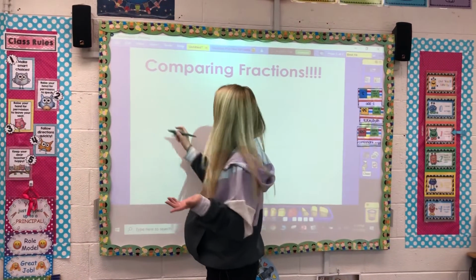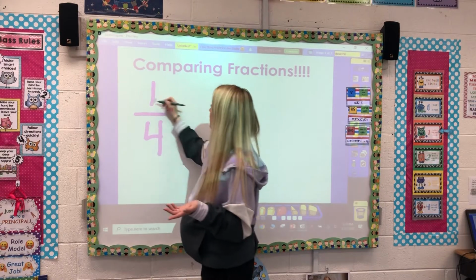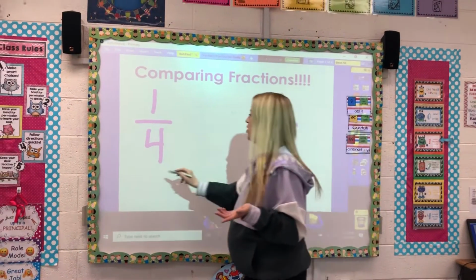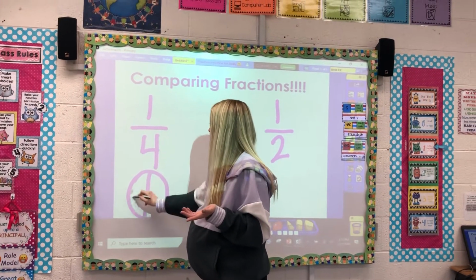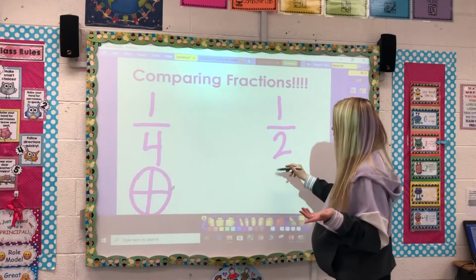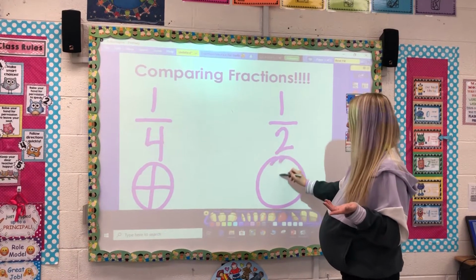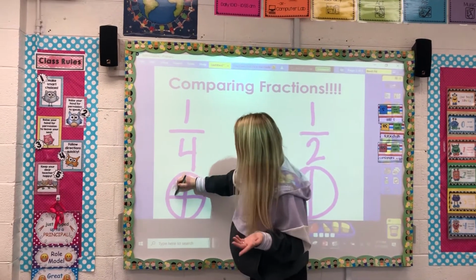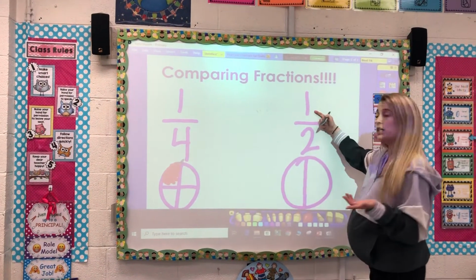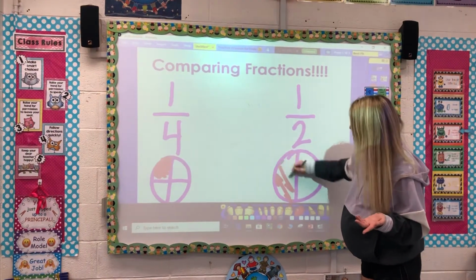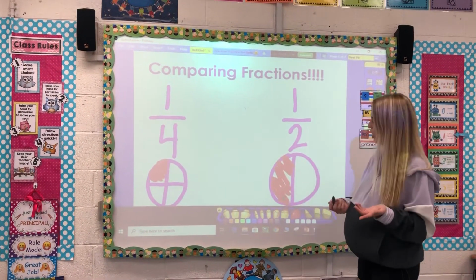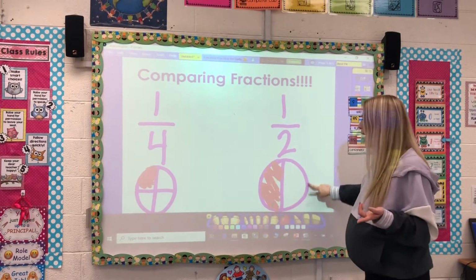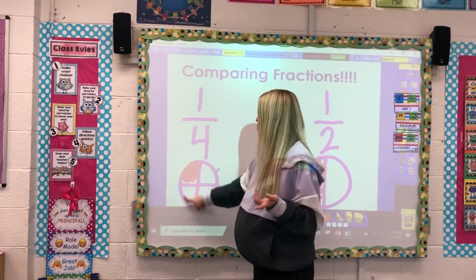Sometimes the denominator might be different. That's when you have to think about part of the whole. So this whole is divided into 4 parts, whereas this whole is divided in only 2 parts. Okay? They are talking about 1 part of a 4-piece pizza. They are talking about 1 part of a 2-piece pizza. If you look at the picture, you can see that the 1 part of a 2-piece pizza is way larger than 1 part of a 4-piece pizza.